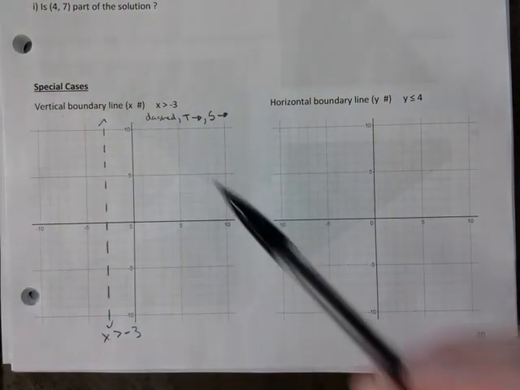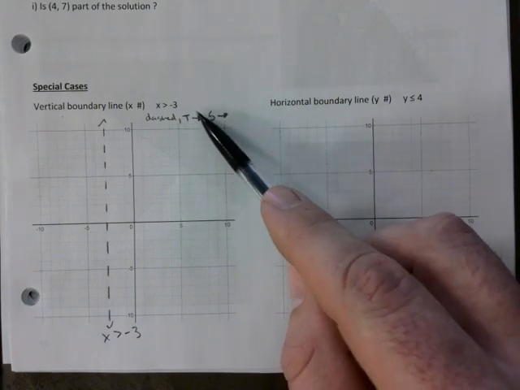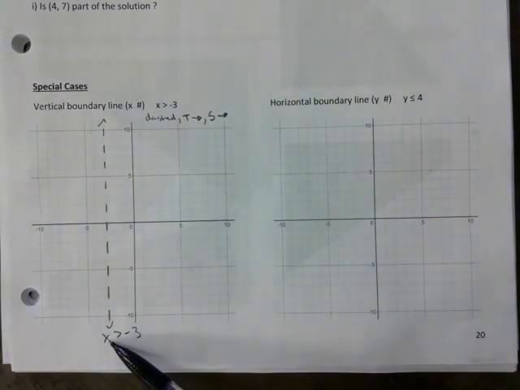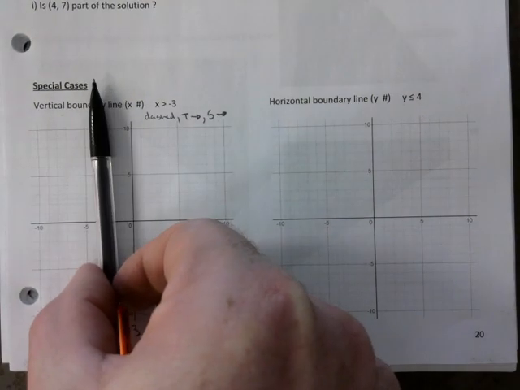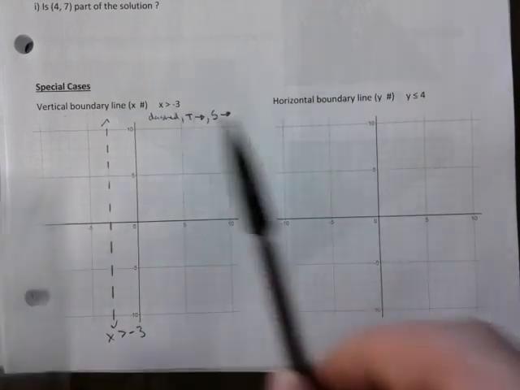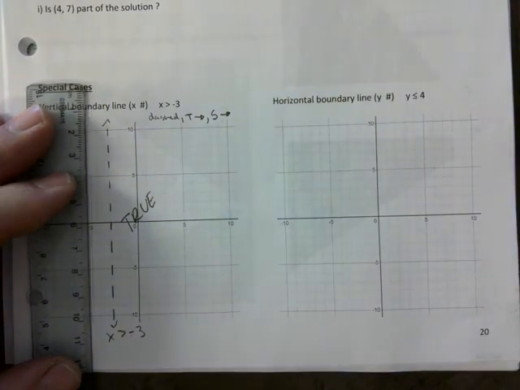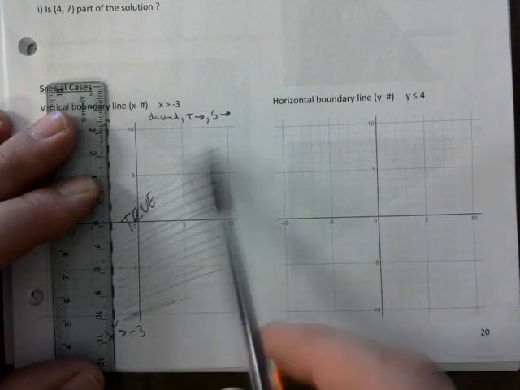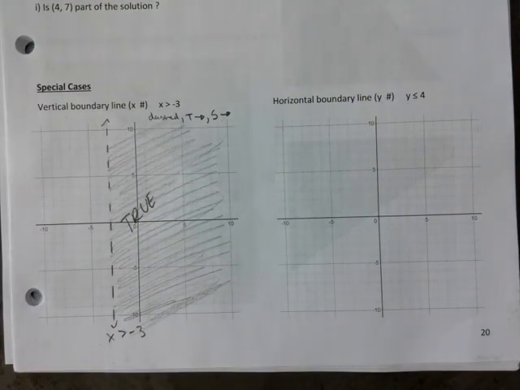You know what the most important part is? Not the shading, but this. If you get this right, you're in good hands, right? So true is to the right. And think about it, x has to be greater than negative 3, so greater than would actually make sense that it's to the right. So I will first write down true. That's the most important part. And then I shade. So that's your vertical. That's a special case. If you see that, it's going to be a vertical line.